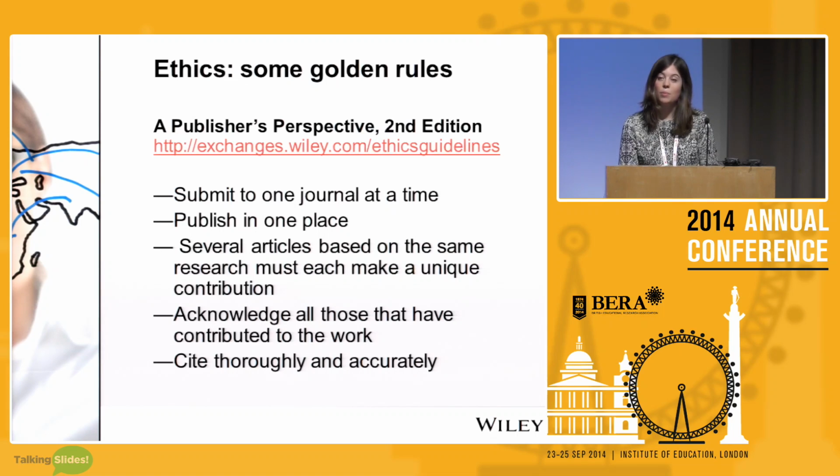But again, the key takeaways from that, just pulled a few out, are: only submit to one journal at a time, publish in one place. So if you want to publish several articles based on the same research, that's acceptable, but each must make a different, unique contribution. Acknowledge all those that have contributed to the work, and cite thoroughly and accurately.